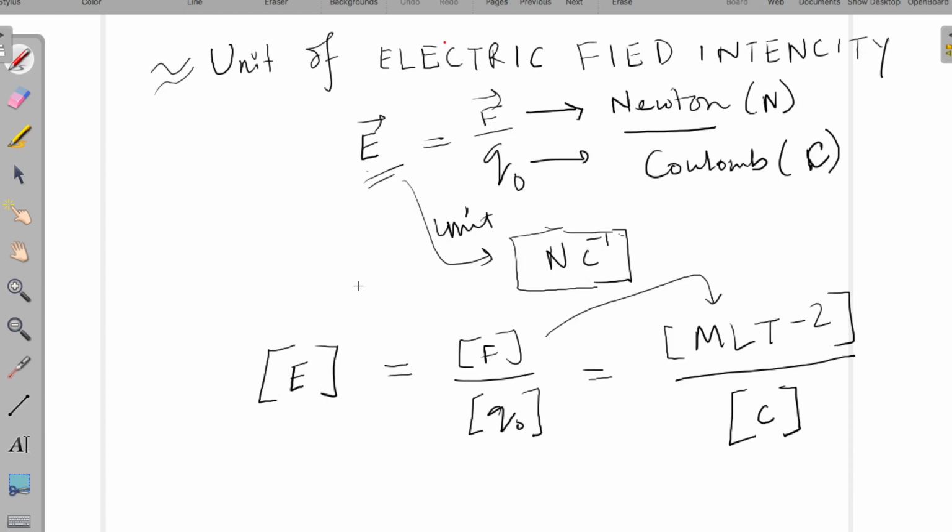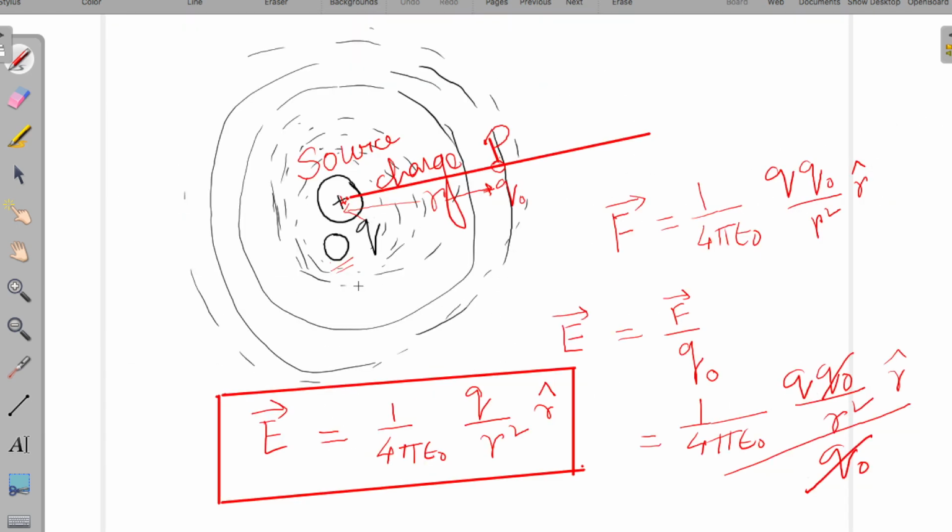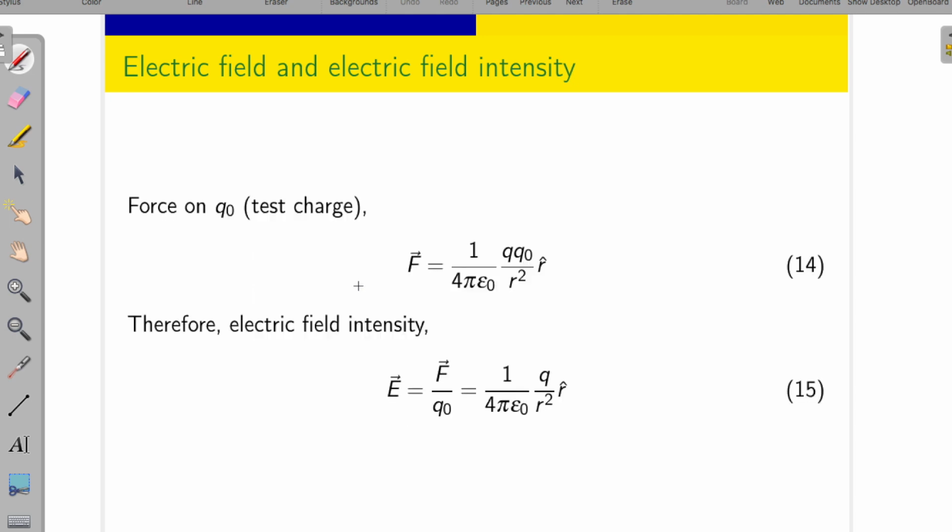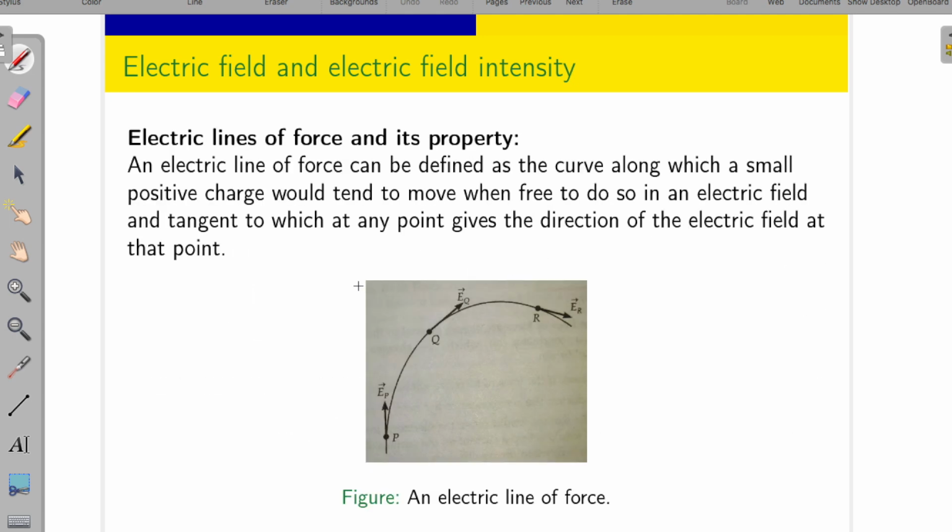So coming to the next point, this is the expression, this is the dimension. The next point is electric lines of force and their properties. Electric lines of force can be defined as the curve along which a small positive charge would tend to move when free to do so in an electric field, and the tangent to which at any point gives the direction of the electric field at that point. The exact definition from the textbook is given here.